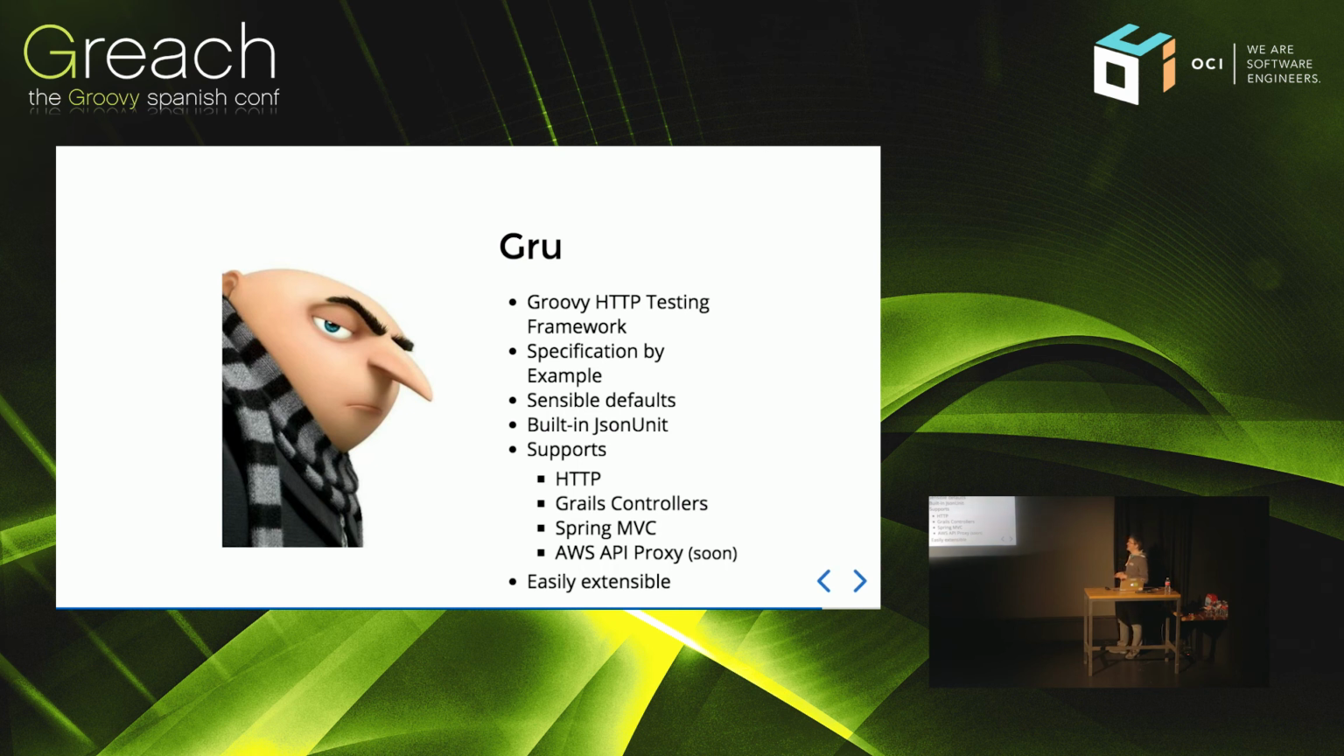It currently supports HTTP, as you've seen in the integration test. It supports the Grails controllers, and it also supports Spring MVC, so you can write tests for a Spring Boot application. And soon, we're currently incubating in our company support for an AWS API proxy. So if you are writing Lambdas, which handle the API proxy by Amazon, you can use Groovy as well very soon. And it's easily extensible, so you can write your own client again.